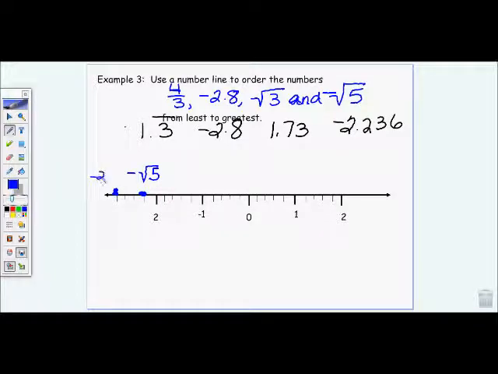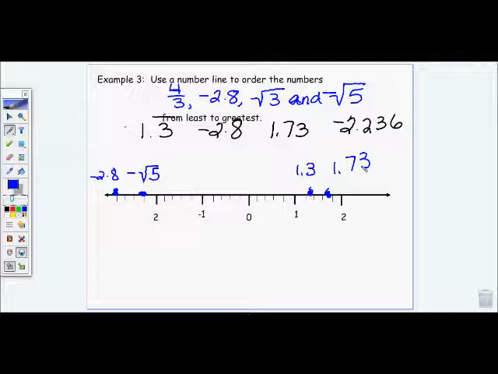I'm going to go down here. And then my positive ones, I have a 1 and 3/10. Again, you'll have to bear with my calibration here. I'm missing that a little bit. And then my 1.73. So that's going to be somewhere in here. We'll see how well my 1.73 goes. Good enough to at least tell which order they are in.